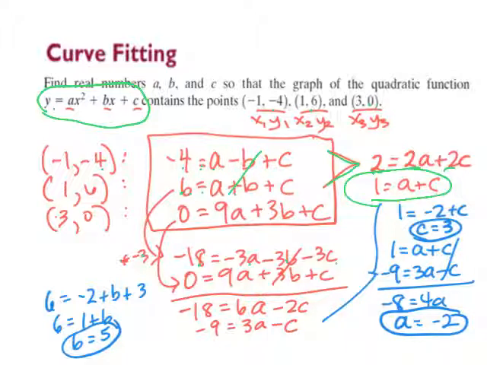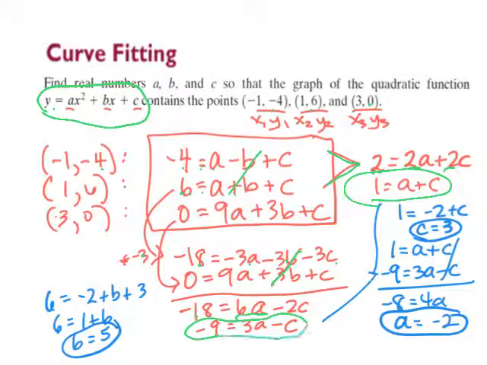When you add them together, you get negative 18. Negative 3 plus 6 plus 9 is 6a. The b is eliminated, and then minus 3c plus c is minus 2c. I noticed they all have a factor of 2 in there, so I divided by 2, and you get negative 9 equals 3a minus c.